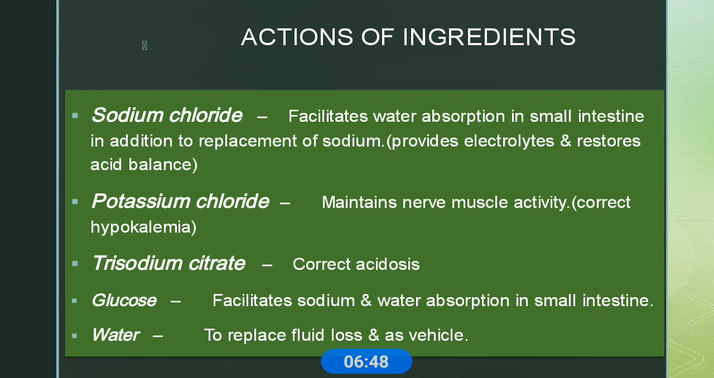Potassium chloride maintains nerve and muscle activity. That means it corrects hypokalemia. Trisodium citrate helps to correct acidosis. Glucose's main role is to facilitate sodium and water absorption in the small intestine, and water replaces the fluid loss and here acts as the vehicle. These are the main actions of the ORS powder ingredients.